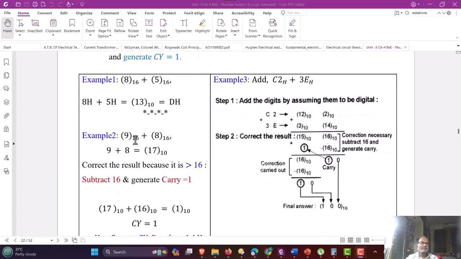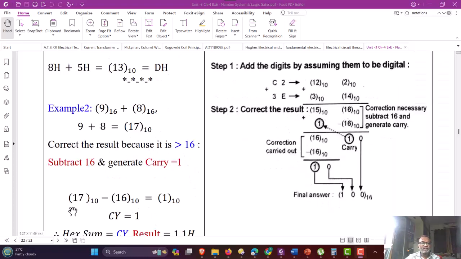Let us see 9 in hexadecimal added to 8. Add it in decimal. 9 plus 8 is 17 in decimal. But now 17 is greater than the maximum number in the hexadecimal system, that is F, which corresponds to 15 in decimal. So to bring it back to the hexadecimal form, we have to subtract 16 from this sum and generate a carry. So here 17 minus 16 is 1, and a carry is generated.